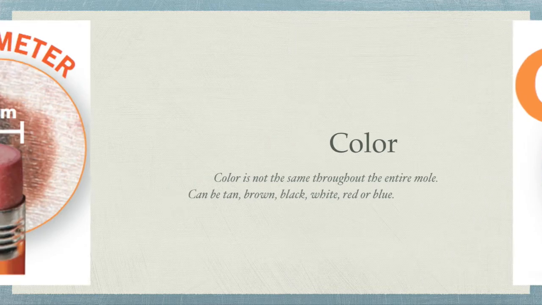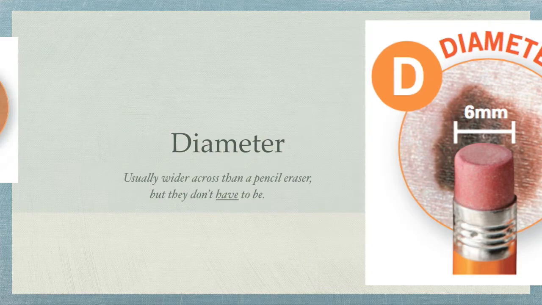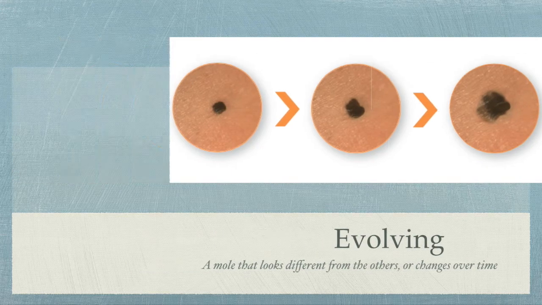D is for diameter, which is a fancy way of saying size. Normal moles are usually smaller around than about the size of a pencil eraser. And E stands for evolution, or evolving. If you have a mole that starts to change over time, change in shape, color, or any of these other ABCDs, that should raise some concern in your mind.